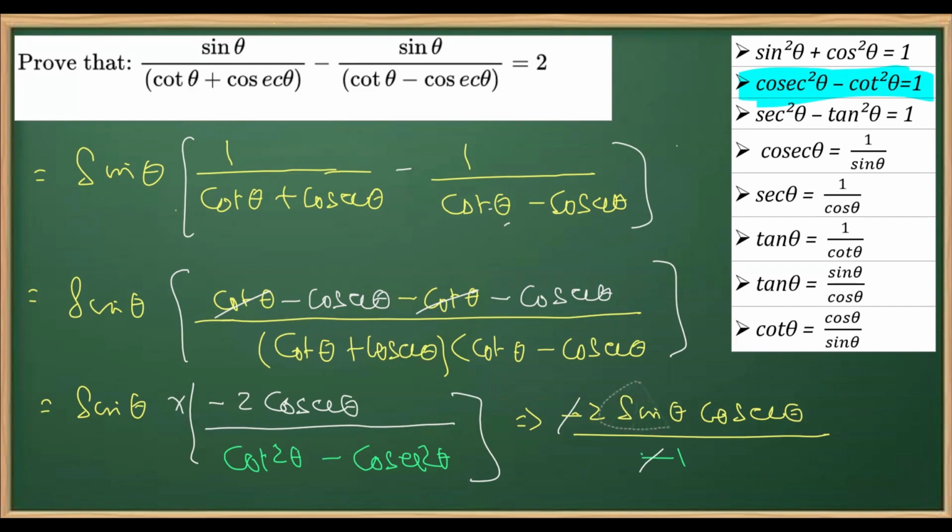Finally, what do you know that cosec into sine is what? 1. Let's figure out once again. You know that these two are reciprocal of each other, right? So a number multiplied by its reciprocal is 1. So we're finally left with 2 multiplied by 1, which is equal to 2, and that is the RHS.